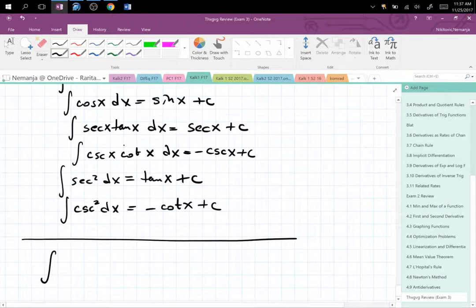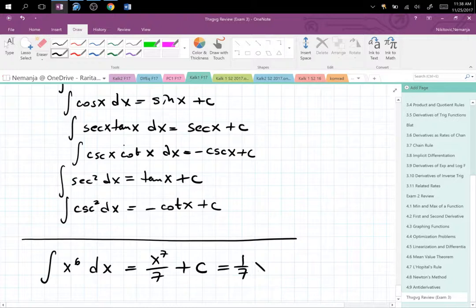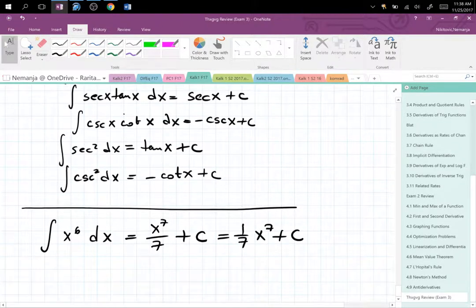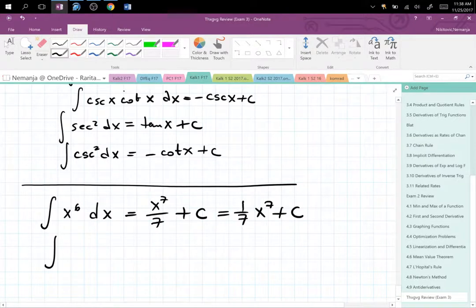So what is the integral of x to the 6? Quickly. What is this? Thank you. You can also write it this way. How about the integral of 4 over x cubed dx?